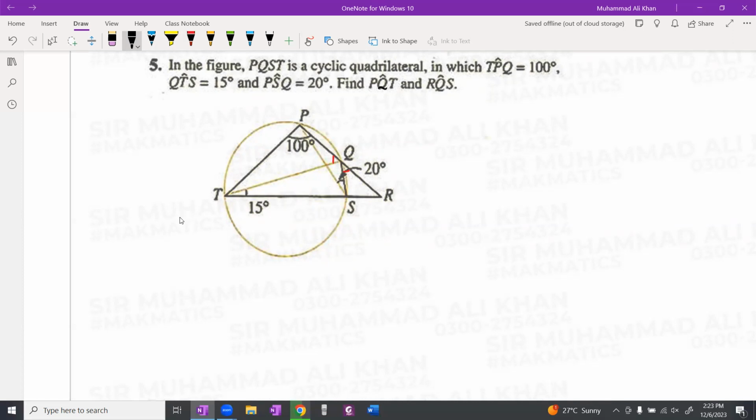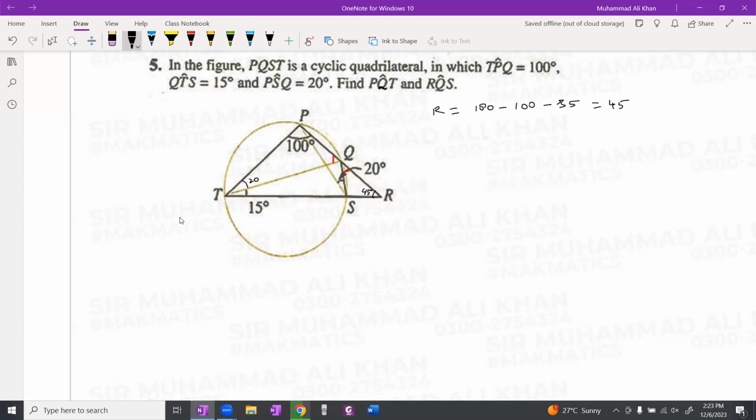From the PQ chord, the first angle S is 20 degrees. From the PQ chord, the second angle T will also be 20. Now, in the big triangle, we have angle P, we have angle T. We can calculate angle R. 180 minus 100 minus 15 plus 20 is 35. So angle R is 45. This angle is of 45.